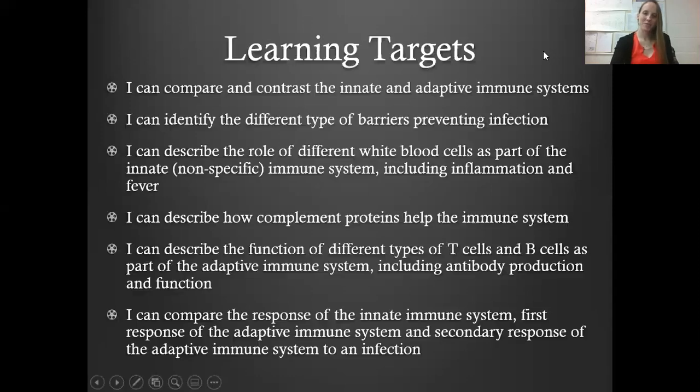And then we're also going to go over some other components of the immune system. So for this lesson, we're going to go over the difference between the innate and adaptive immune system. We're going to talk about the barriers our body has to prevent infection. We're going to go into the white blood cells once again, more specifically into how they cause things like inflammation. We're also going to talk about something called complement proteins, and then go more in depth into the cells of the adaptive immune system, which include the T cells and the B cells. And then we're briefly going to touch on the difference between the innate and adaptive immune system in terms of responding to a secondary infection.